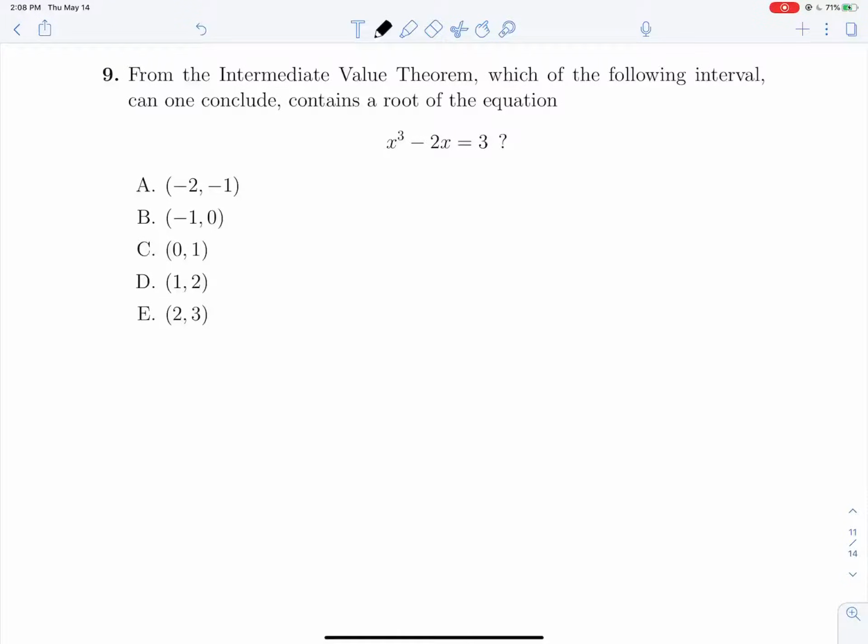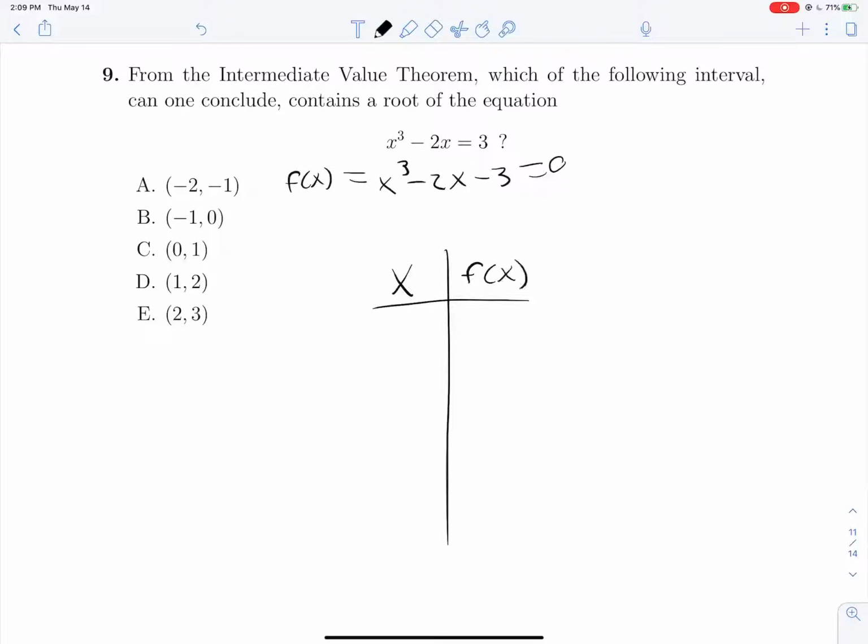Question 9, from the intermediate value theorem, which of the following intervals can one conclude contains a root of this equation here? So let's set this whole thing equal to 0 and call it f of x. So we can rearrange this to say x cubed minus 2x minus 3 is equal to 0, and we'll say that this is f of x. Now what we can do is make a little table here with x and f of x, and let's try to find the interval on which this function goes from negative value to a positive value.